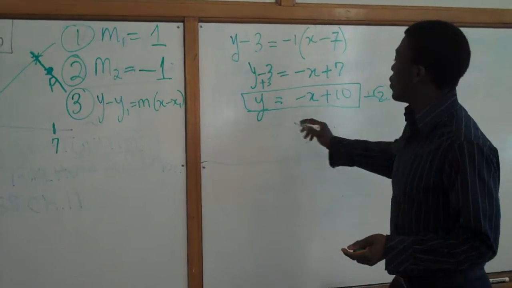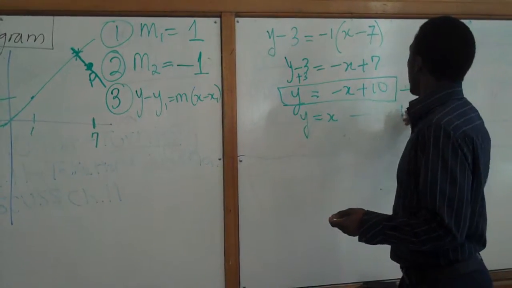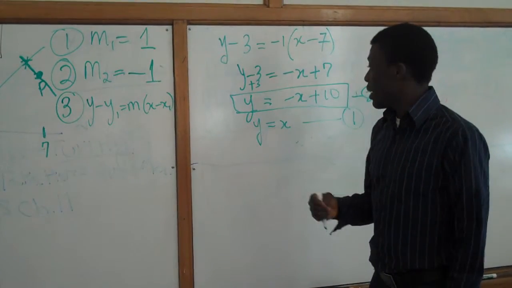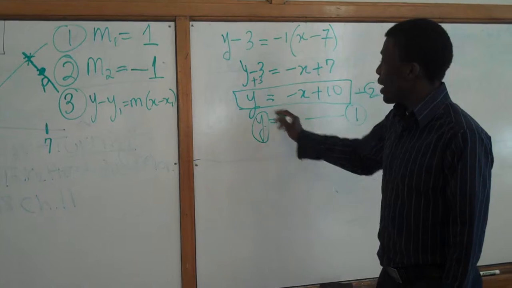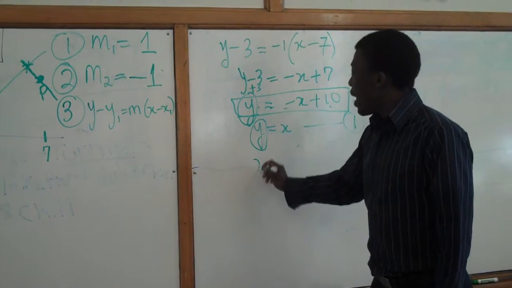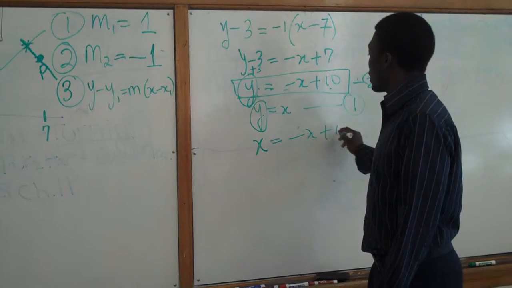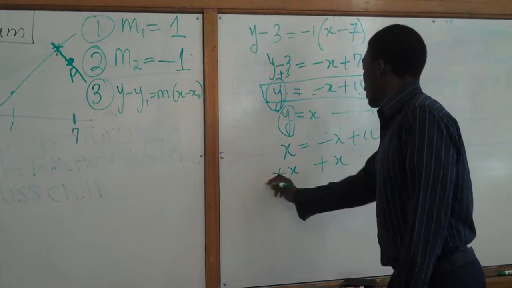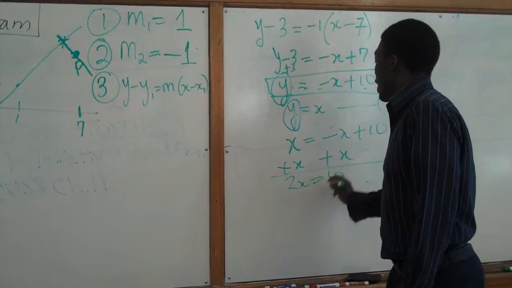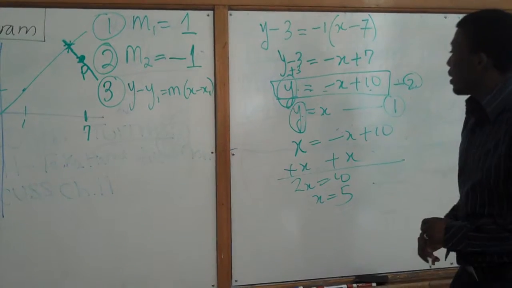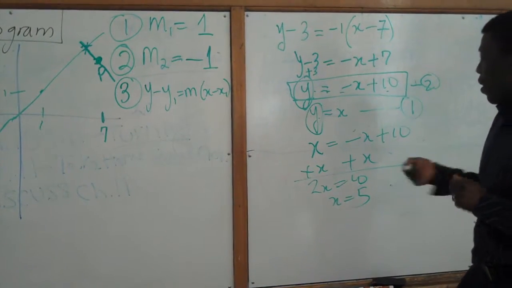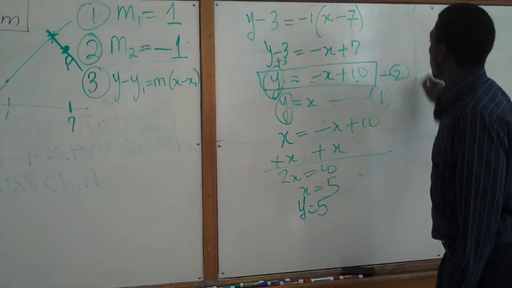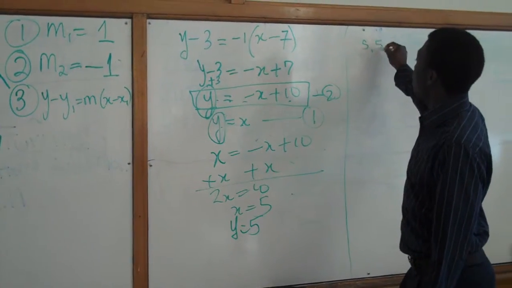The first equation was simply y is equal to x. And so we're going to substitute, or we're going to make them equal, whichever way you want to look at it at this point. This y is equal to x, and here y is equal to that. So x is equal to minus x plus 10. And so all we do is we add x to both sides, and we get 2x is equal to 10. So x is equal to 5. If x is equal to 5, then y is also equal to 5. So the point of intersection would be 5, 5.